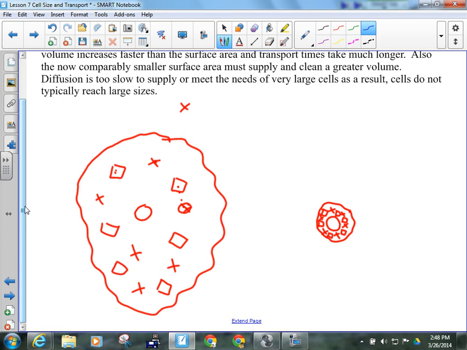Here's the problem. For the small cell, if it absorbs this blue dot, does it take very long for the blue dot to get to the square? Probably not, right? It's not very far. This cell absorbs the blue dot. Does it take longer to get to the square? Because it's further, right? And they're being transported by the same mechanism, diffusion. So the bigger the cell gets, the longer it takes to move stuff. And that's a problem.